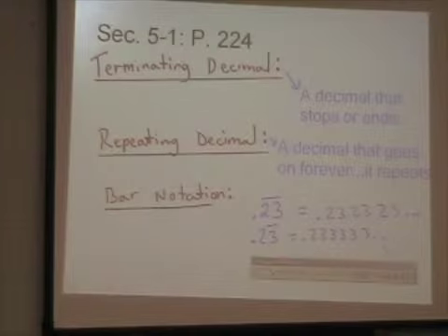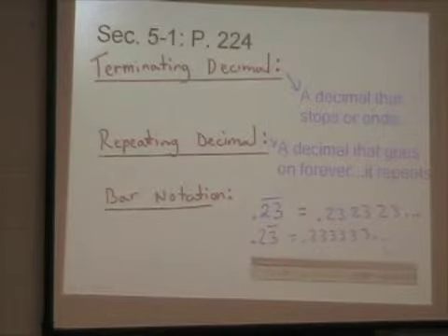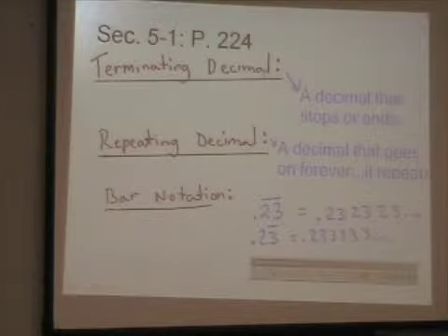Definitions that you need to know when it comes to rational numbers. The first one is terminating decimal. If you've ever seen the Terminator, he terminates. Okay, he stops people, right? Well, a terminating decimal is a decimal that stops or ends. A terminating decimal terminates.